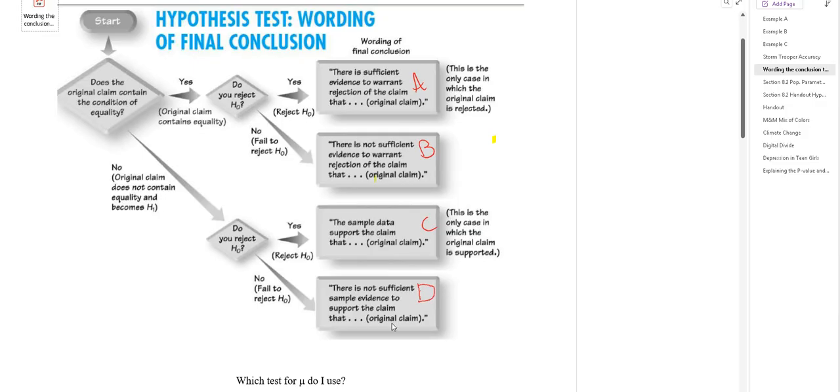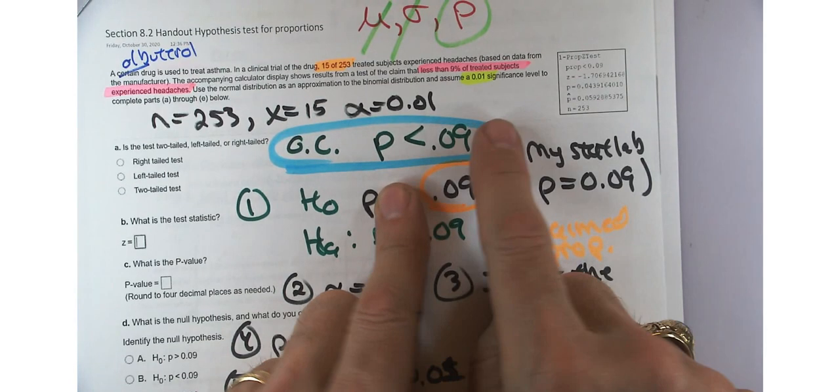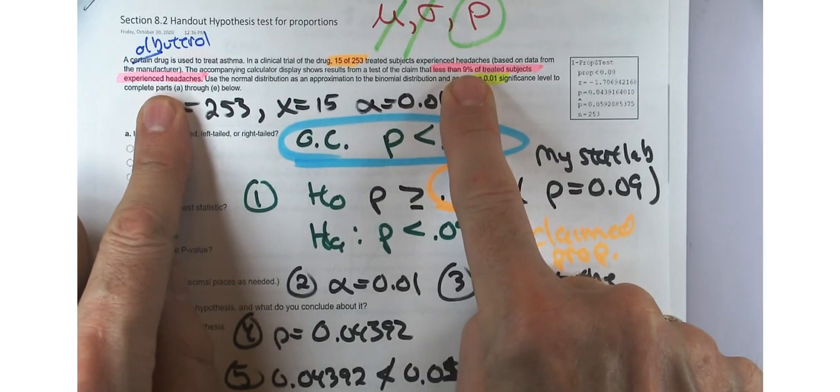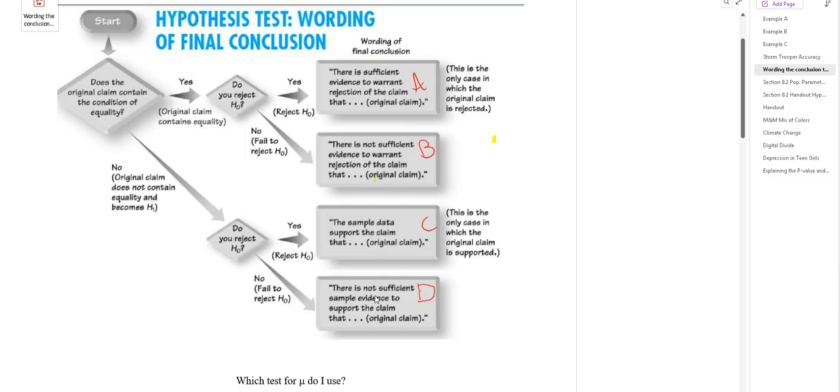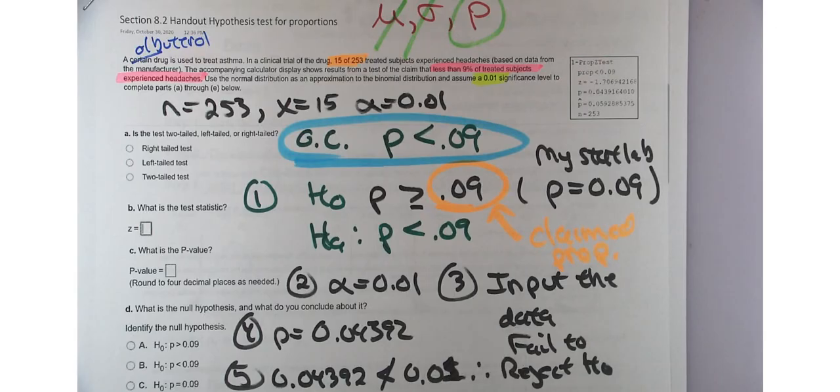Now, when you write out your conclusion in words, please don't use parameters. I don't want to see the symbols of mu or sigma or p. You shouldn't talk about null hypothesis and alternative hypothesis. It should just be a nice conclusion written in words that somebody could read and understand. So you're given half of it. All you have to do is write this original claim in words, and that original claim is actually given to you in the problem. So let's just keep it as easy as it should be. There is not sufficient sample evidence to support the claim that. So we'll start out with that. That much is given to you.